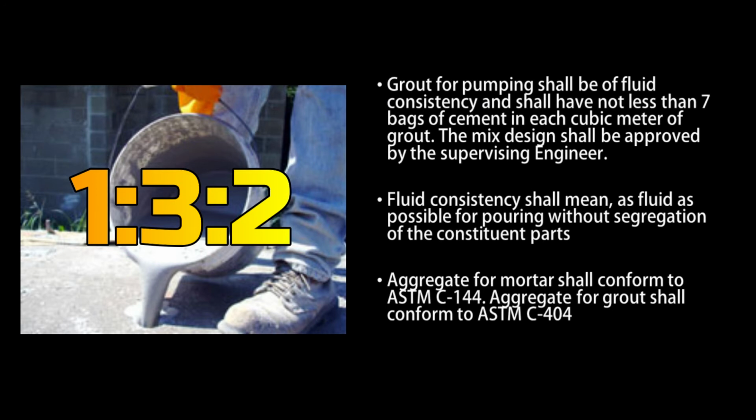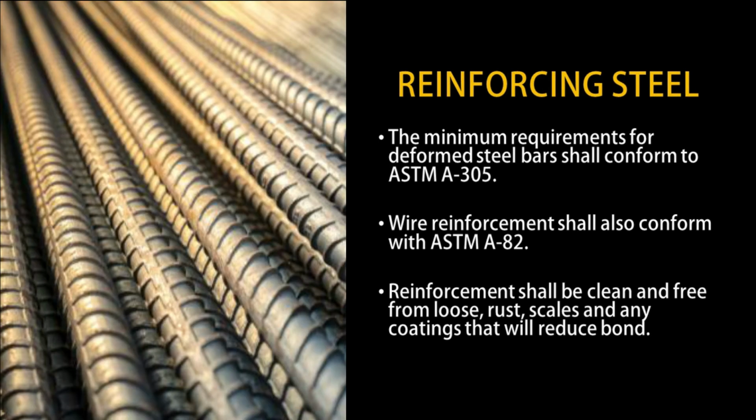Grout for pumping shall be of fluid consistency and shall have not less than 7 bags of cement in each cubic meter of grout. Fluid consistency shall mean as fluid as possible for the pouring without segregation of the constituent parts. Aggregate for mortar shall conform to ASTM C144, while aggregates for grout shall conform to ASTM C404.